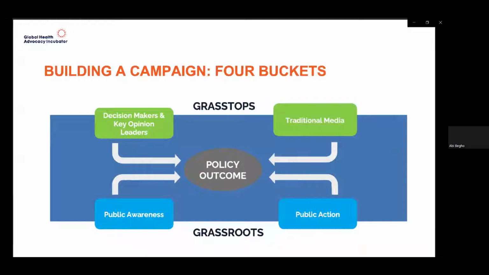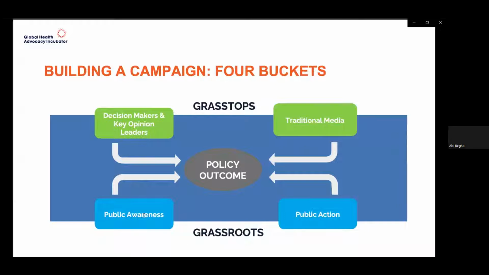So let's talk a little bit about how you build a campaign on social media. And the way that we look at it is that there are 4 buckets of types of content, and we're going to talk about them. But let me go through this quickly. Here in the middle, you've got a policy outcome. And then I'm going to start at the bottom because that's the easiest place to start.